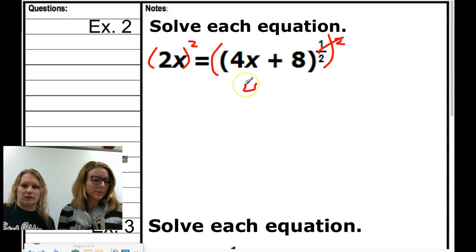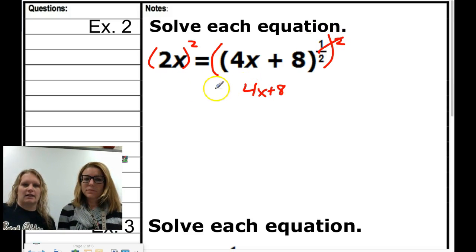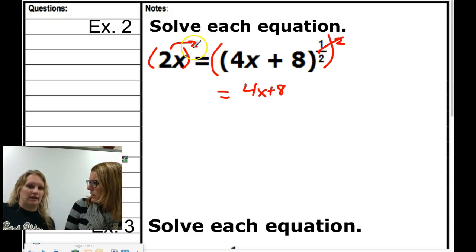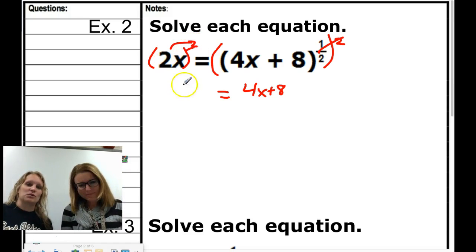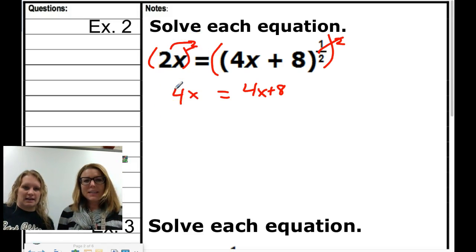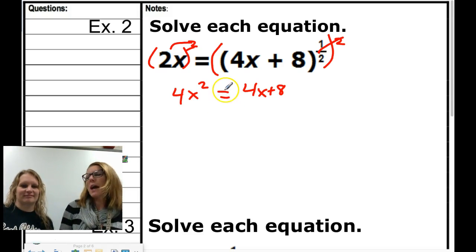So we're left with 4x plus 8 on this side equals, now remember, the squared has to go to both the 2 and the x. So 2 squared is 4, and then x squared. I did that on purpose because students want to say it's 2x squared. No.